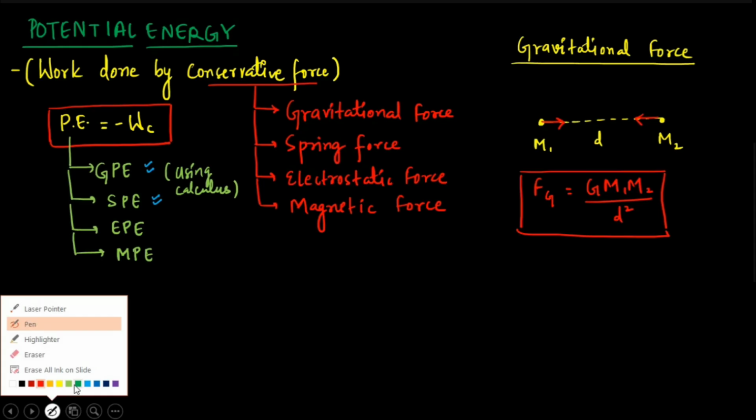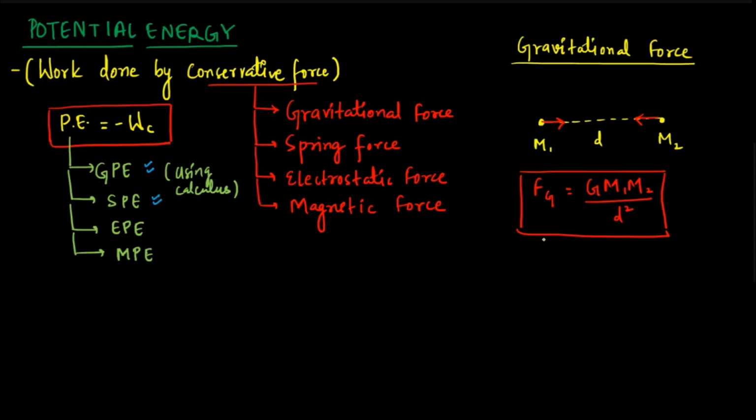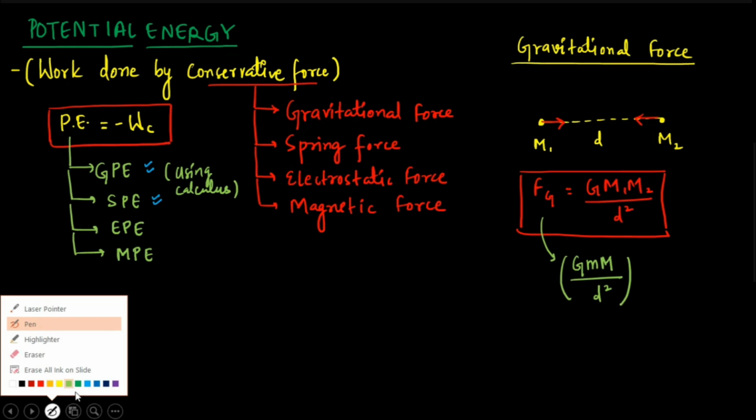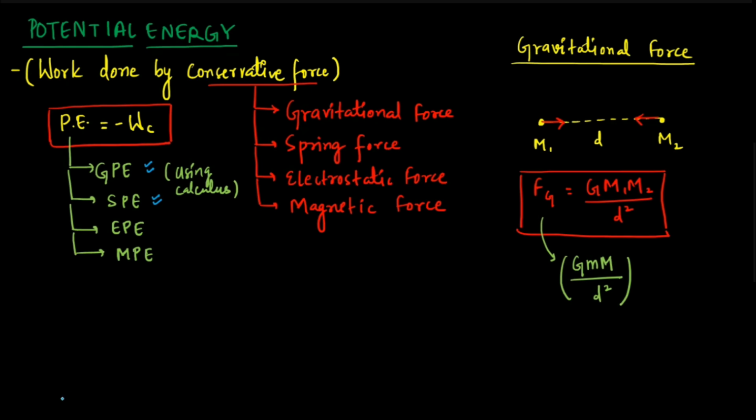In order to find out the gravitational force and the potential energy, we can simply use GMm over d square, or even r square. So force is important. Without understanding what force is, we cannot calculate work. So let's talk about gravitational potential energy.